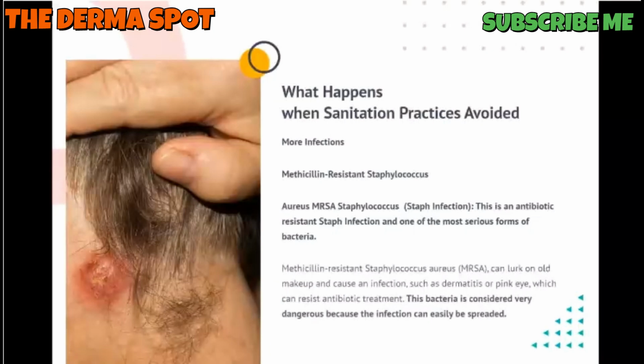Methicillin-resistant Staphylococcus aureus, MRSA, staph infection. This is an antibiotic-resistant staph infection and one of the most serious forms of bacteria. MRSA can lurk on old makeup and cause an infection, such as dermatitis or pink eye, which can resist antibiotic treatment. This bacteria is considered very dangerous, because the infection can easily be spread.